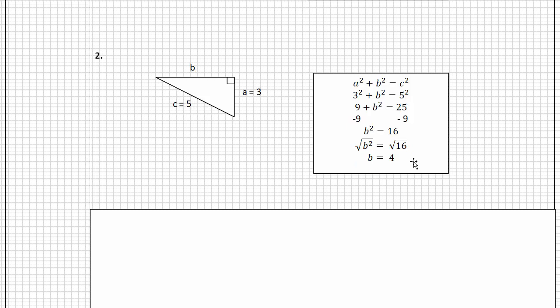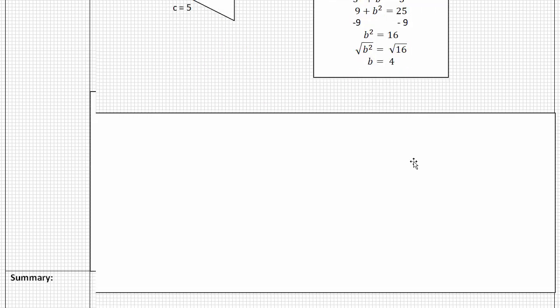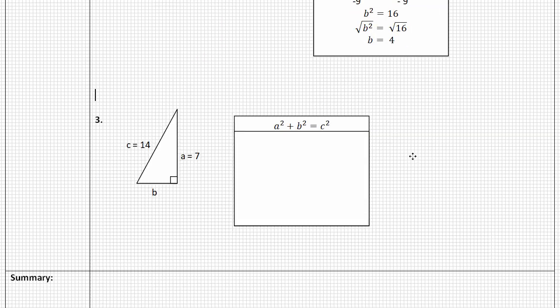And now for our third and final problem. Here's another right triangle with all the information labeled. Go ahead and pause the video here, work through the problem, and then resume the video when you're ready to check your work with mine. Let's see how you did.